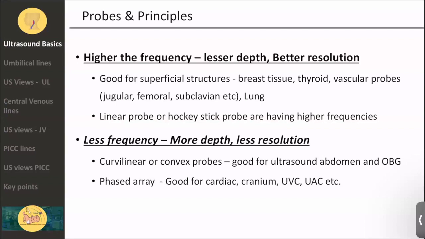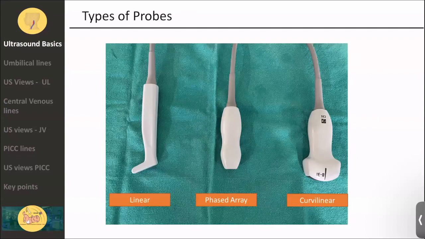So probes and principle, I think from the morning they have been discussed in detail, so I don't need to go about it. However, I will just tell you that when you are dealing with the umbilical line, because we want to see whether that line is in the heart or not, the phased array probe is good. When you deal with a jugular line, because it is very superficial, use a high frequency probe, because high frequency means it will pick up the superficial structure. Okay, curvilinear is good for the abdomen.